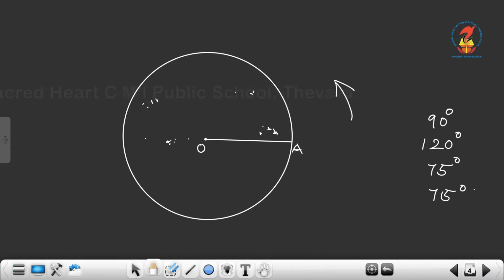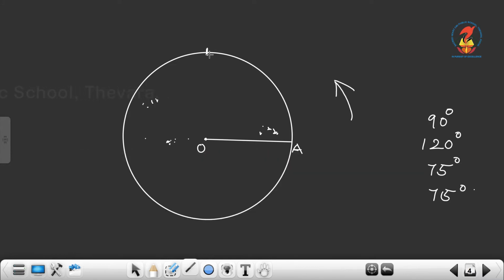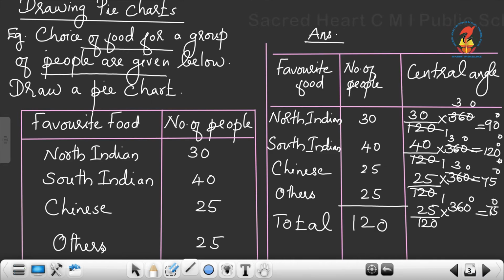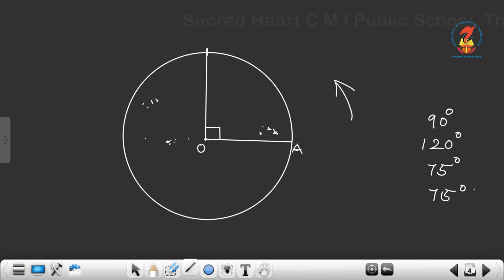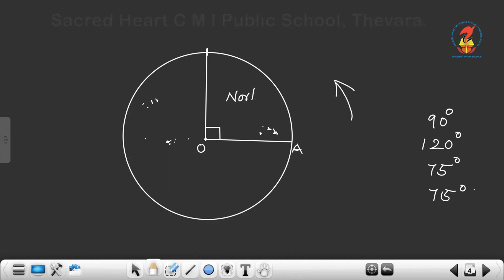Start taking measurements in the anti-clockwise direction. Now we have 90 degrees. Mark 90 degrees, then join that point to the center of the circle. Here the angle is 90 degrees, and 90 degrees will represent North Indian.